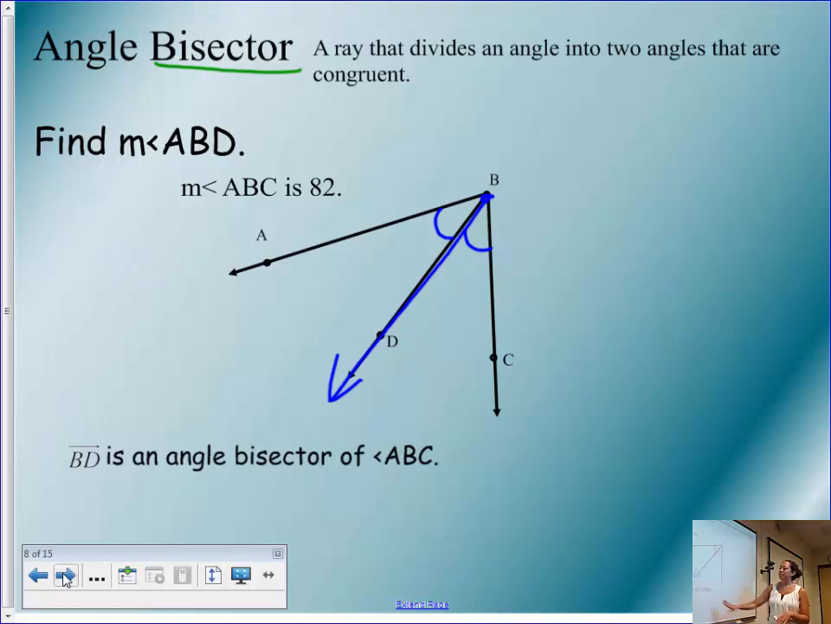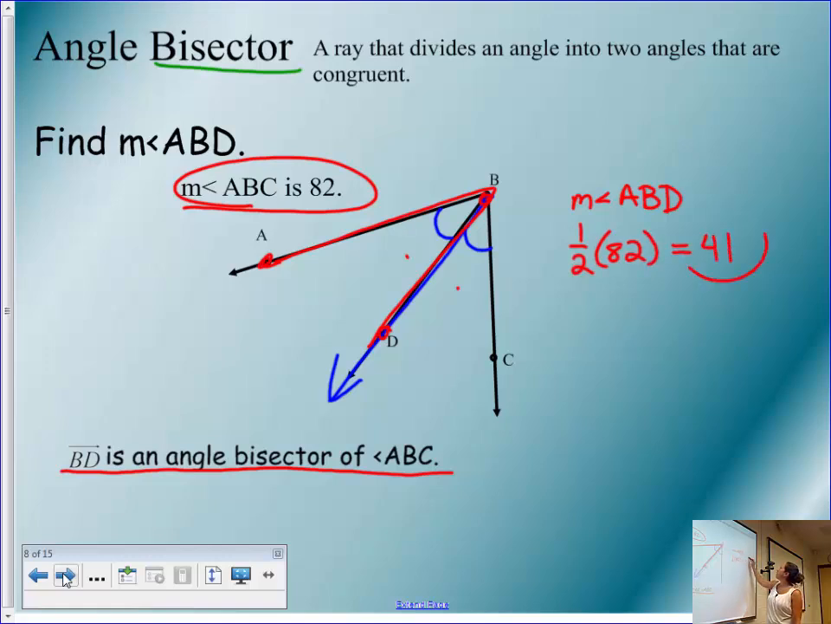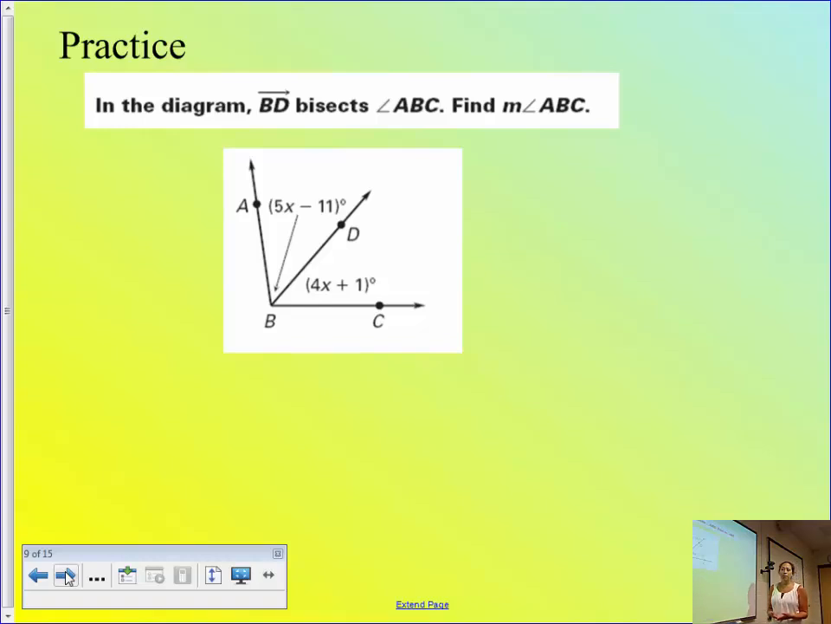Now in this particular problem, they've told us that ray BD is an angle bisector of angle ABC, and that the entire angle ABC is 82 degrees. Well, if the whole thing is 82 degrees and it's got 2 equal parts, then the measure of angle ABD, this top angle here, is going to be half of the whole thing. So my answer is 41 degrees. Okay, makes sense? All right, try this problem on your own.